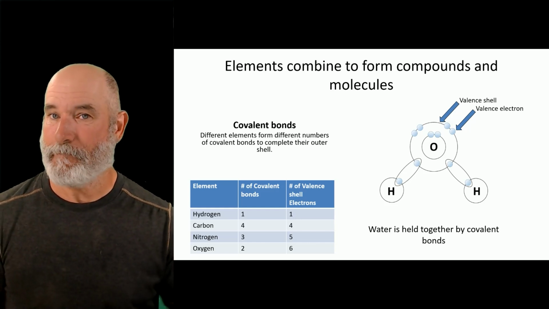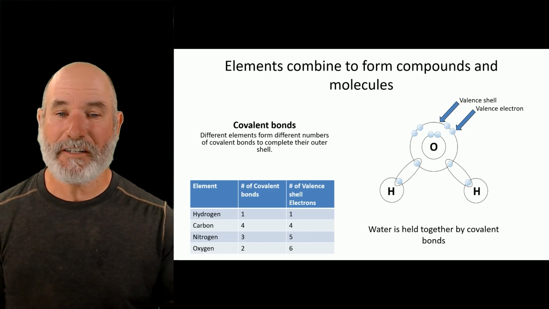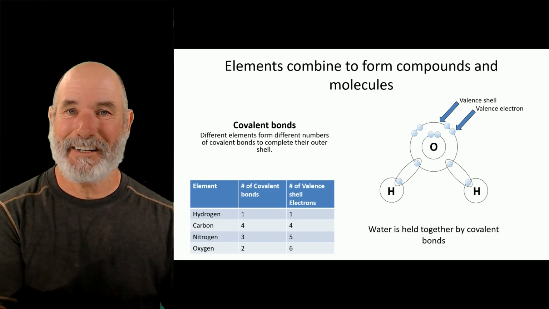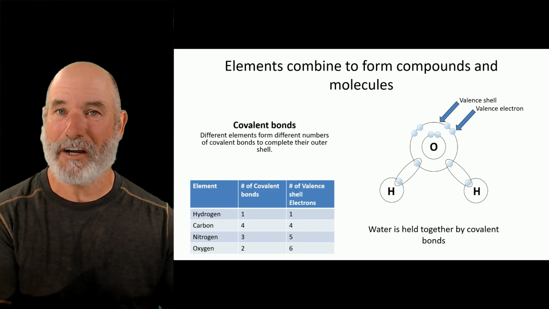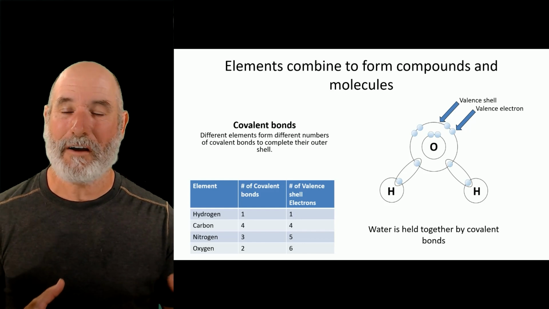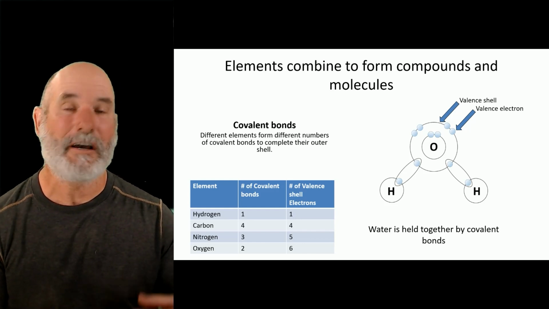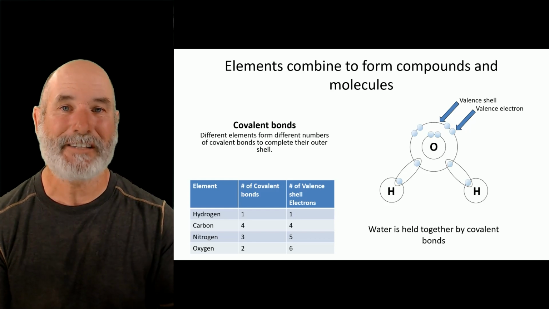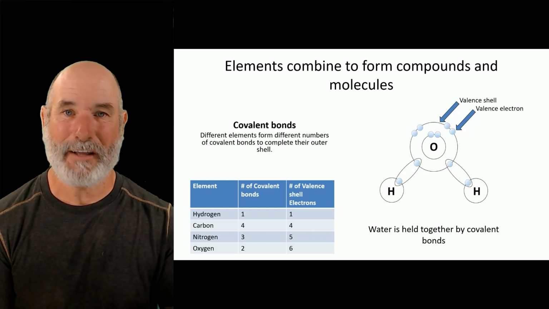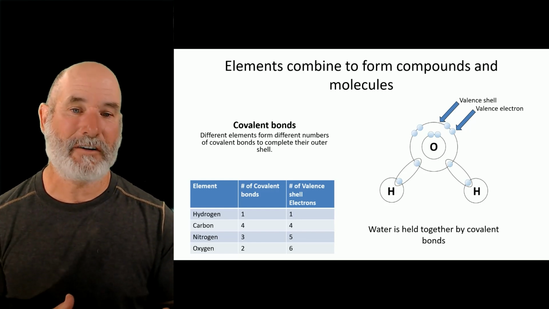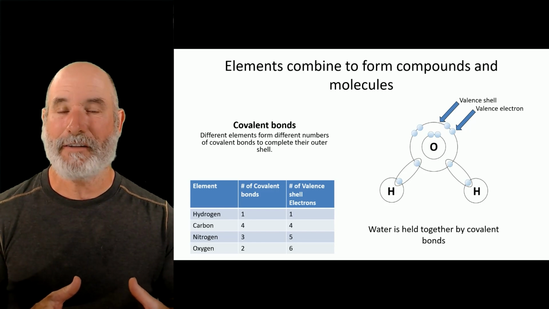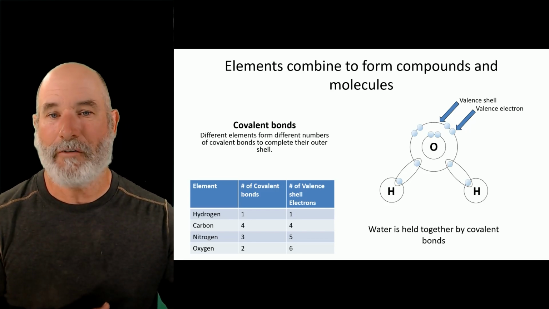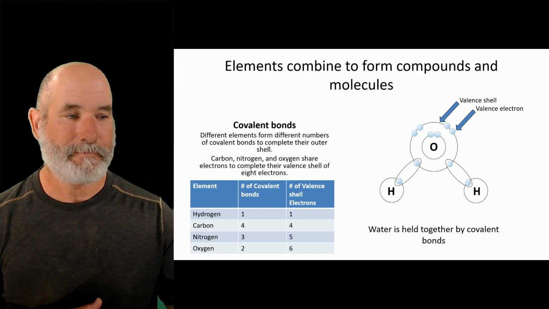Now, carbon is element 6. It means it's got 2 in its inner shell, 4 electrons in its outer shell. They're all unpaired. So guess what? Carbon can form 4 covalent bonds. Nitrogen, we're going up. 1 more proton, element number 7, right? So 7 electrons. That means it has 5 electrons in its outer shell, and it's going to form 3 covalent bonds. And we just did oxygen, and it forms 2 covalent bonds.